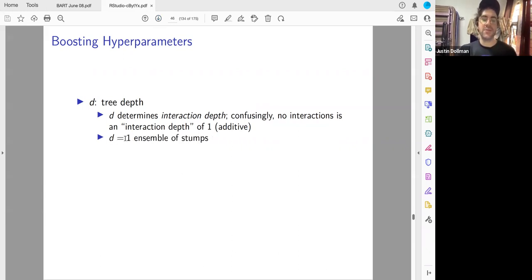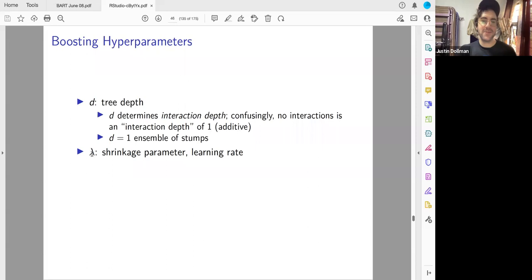And again, if you create a boosted model with D equals one, you have an ensemble of stumps, which I kind of like as a band name. It's not as good as support vector machinations though, which I thought was great.